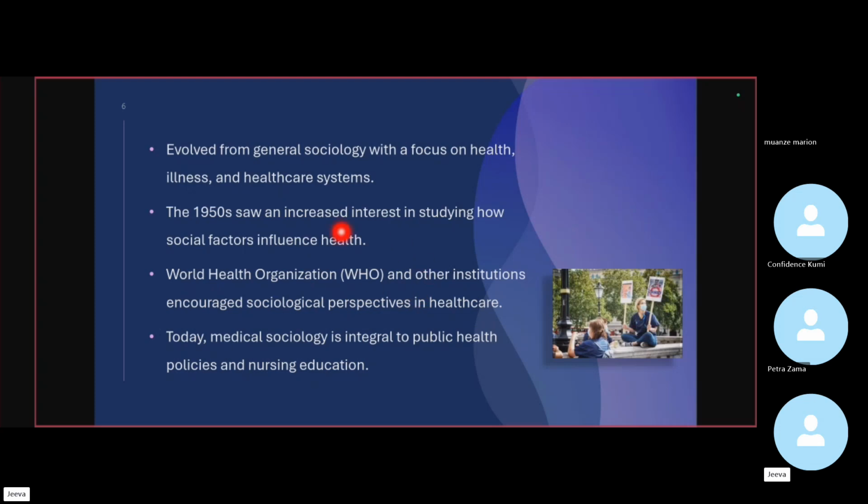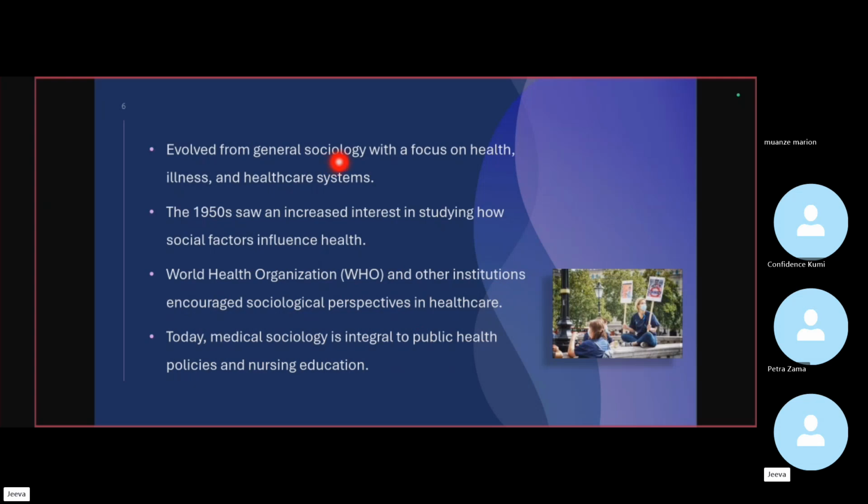So that is how medical sociology has become an integral part of the public health policies and nursing education. When medical sociology got recognition from the World Health Organization and other institutions, it later became one of the important parts of public health policies and nurses' education in day-to-day life.